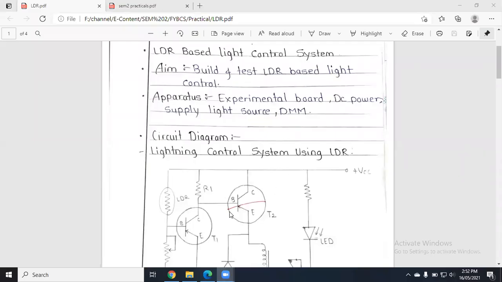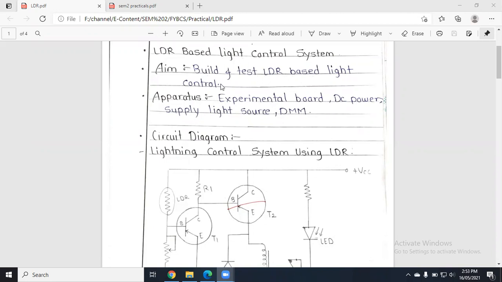Hello students. In this lecture we are going to study our first ever practical of FYBCS. The name of the practical is light dependent resistor based light control system. LDR is a sensor, and on the basis of this sensor we have to study the light control system. What is the aim of our practical? To build and test an LDR based light control system.